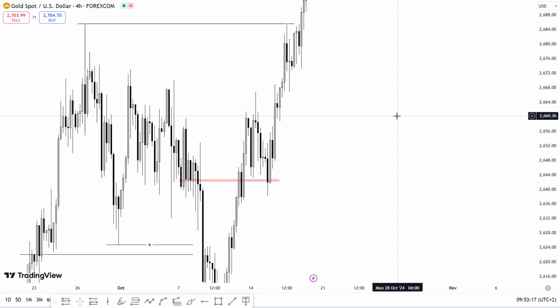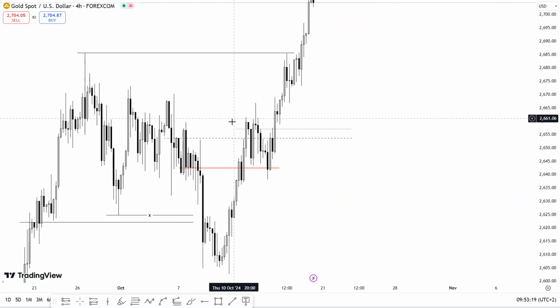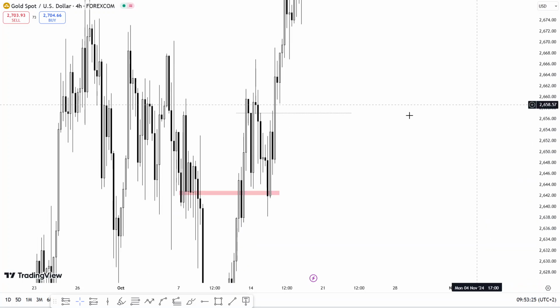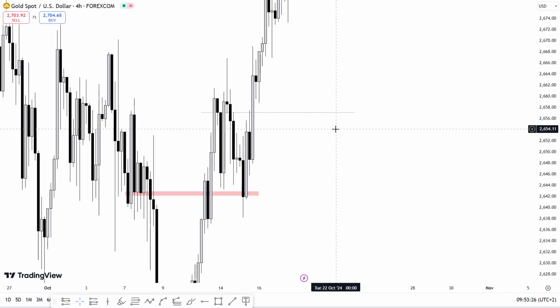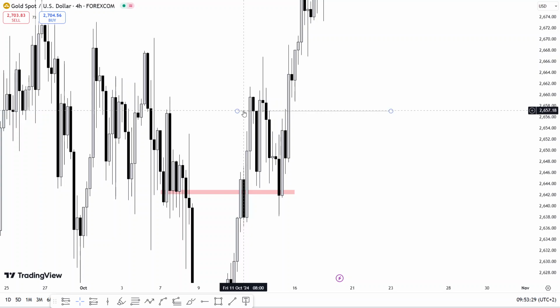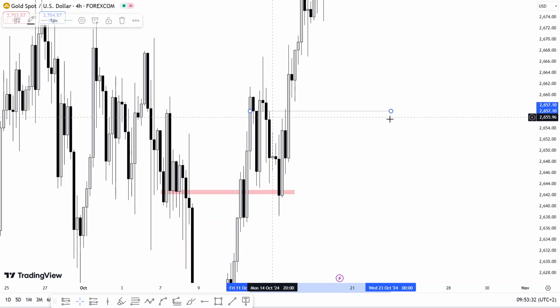Actually, let me do this. That's the level that we were supposed to trade into on the daily, right? On the daily. I'm just going to leave it there. So I want to see. Let's see, obviously this one we didn't react into it.